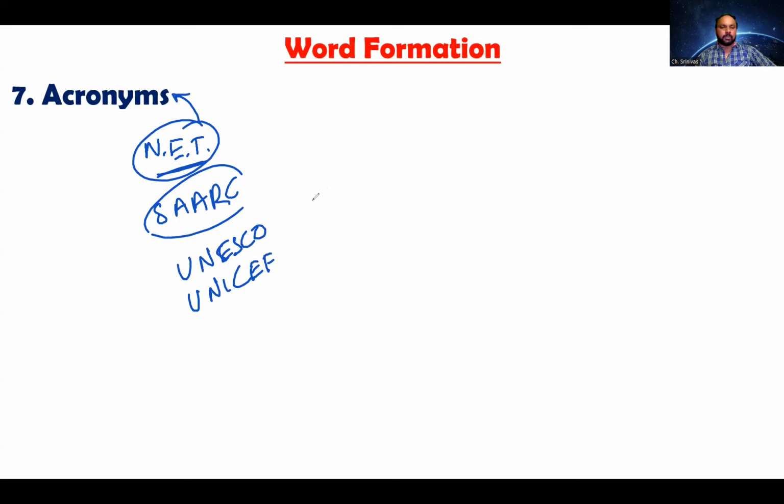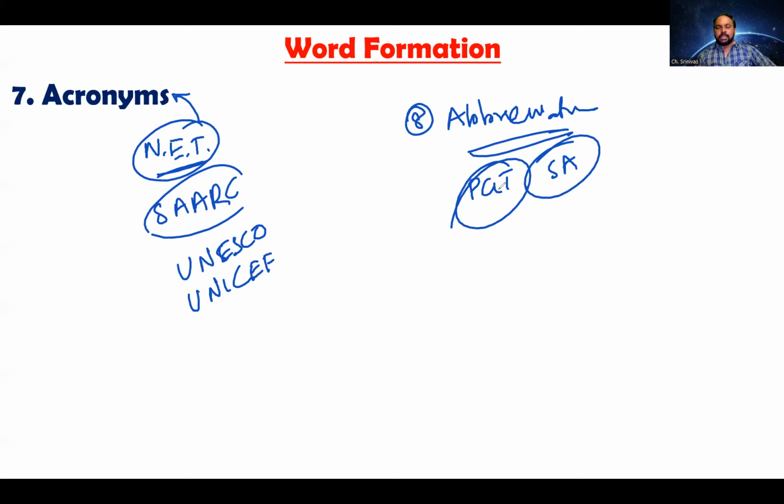Ivi acronyms ga cheppochu. Yeah, GATE, we can say BIX, COLP or NAC, SET, even TET. All these are the examples. These are not abbreviations. Abbreviations are different, where we form words like PGT, okay, SA, school assistant. That kind of technique is known as abbreviations. So these are the different ways to form new words.